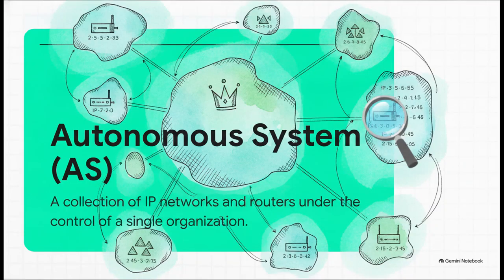First up is the autonomous system, or AS. The internet isn't just one giant, chaotic mesh of routers. It's actually divided into logical borders. An autonomous system is simply a collection of IP networks and routers under the control of a single organization that presents a common routing policy to the internet. Think of it like a sovereign networking nation.